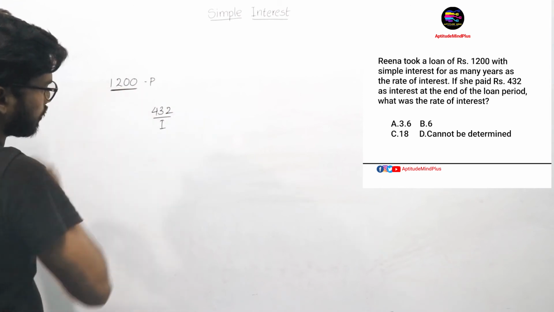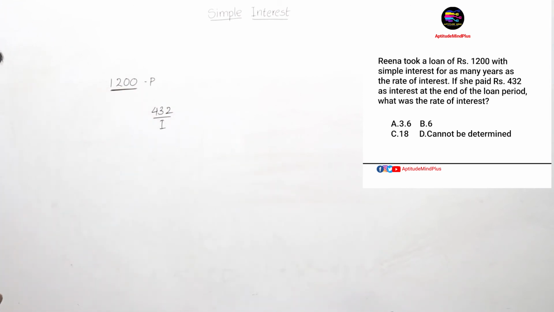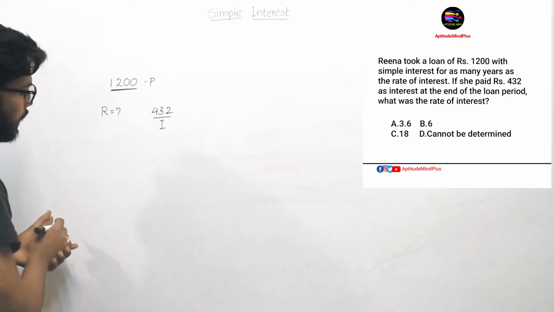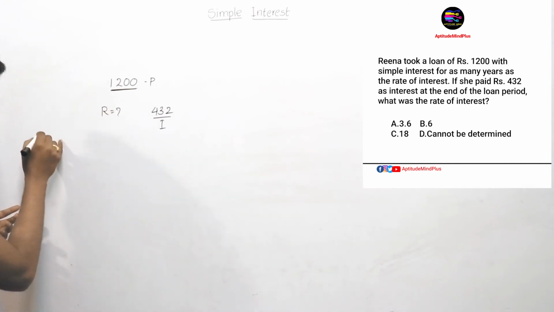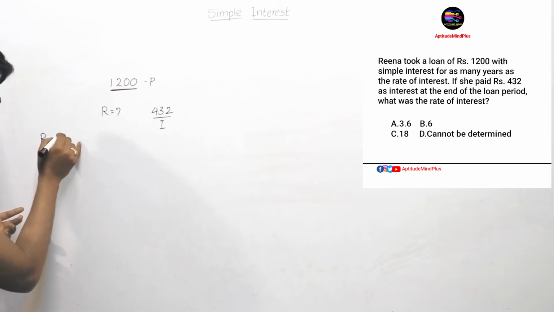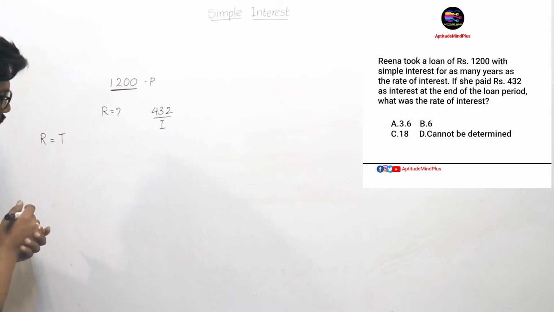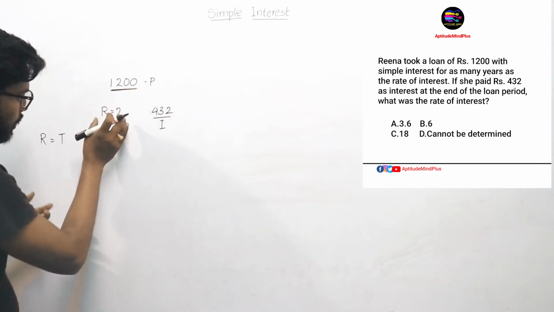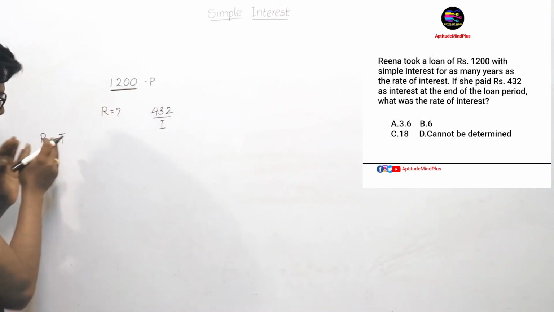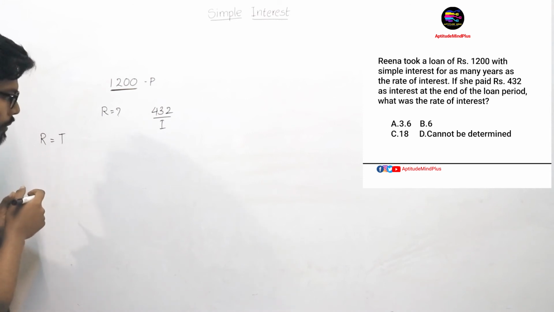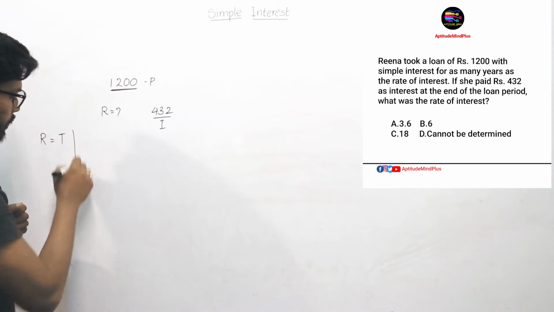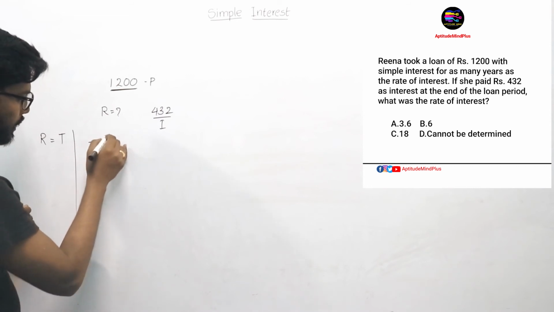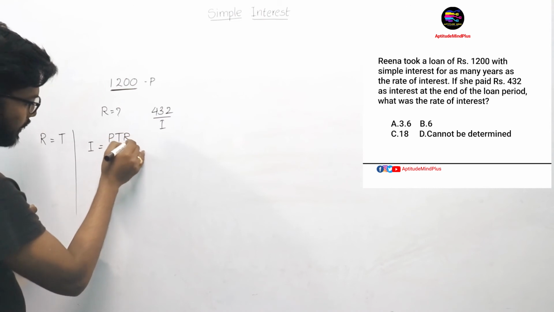Okay, so now he is asking us the rate of interest, and he has given that the rate of interest is equal to time. So this is the interest, this is the principal amount, rate and time are equal as per his statement. So let us put it in this formula. What is the formula for interest? PTR or PNR by 100.